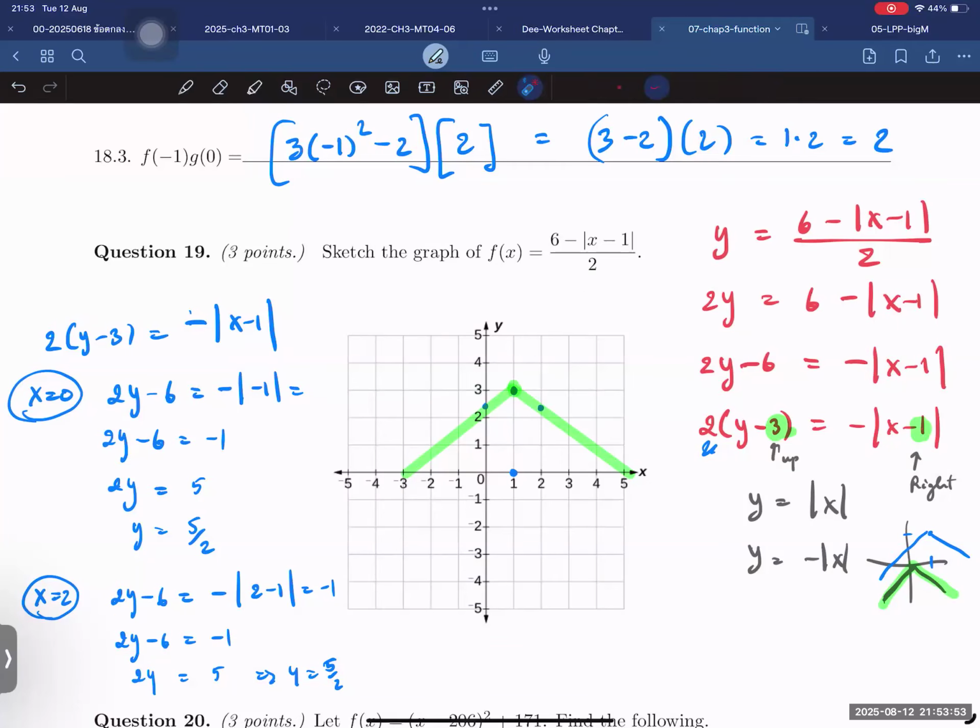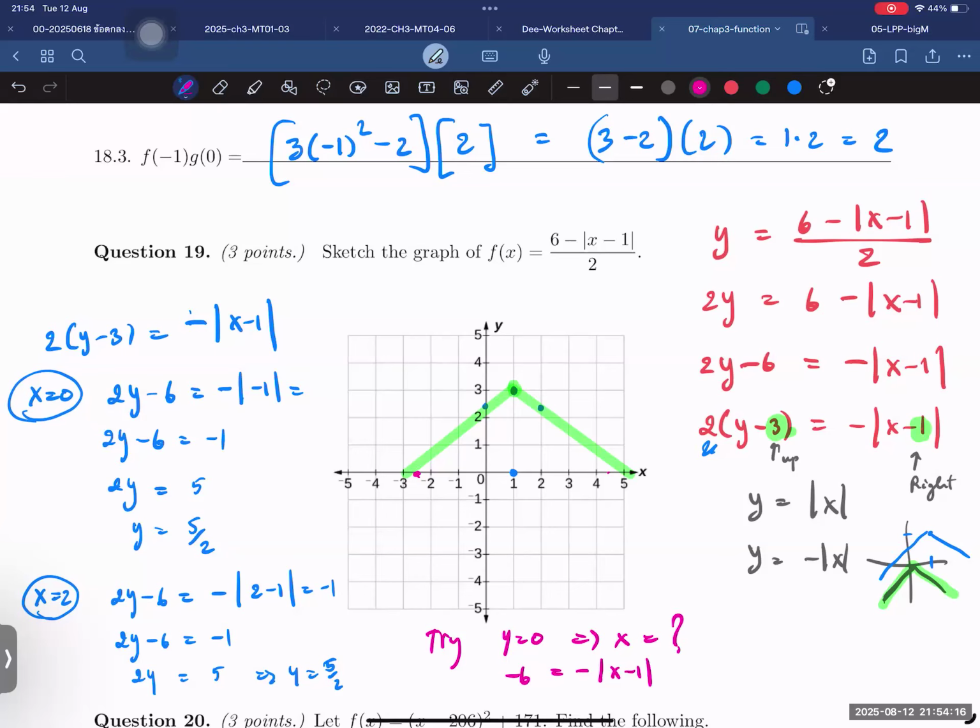Maybe you can find when y is 0, what is x? That might be easier. Okay, maybe try y is 0 and x is what? Then you can find the intersection of x somewhere. For example, if y is 0 here, right? So we got negative 6 equal to minus x minus 1.